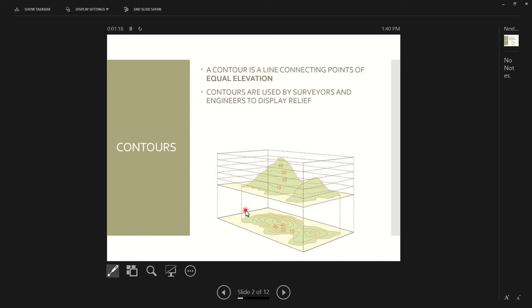So contours have been used by surveyors and engineers to display relief in all aspects of design projects. Contours are used for highway projects to figure out volumes of things, and also to make sure we're placing so water's draining off site in the proper way. Contours are drawn on maps by interpolating between points whose position and elevation have been measured and plotted. And you're going to see that with the assignment, okay, because you're going to be interpolating a ton on that assignment.